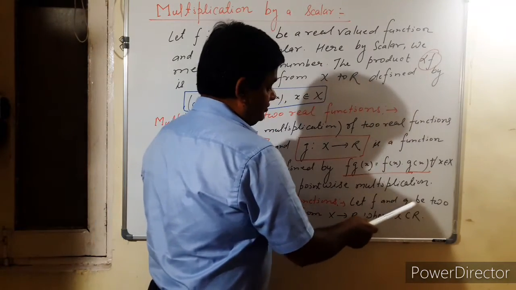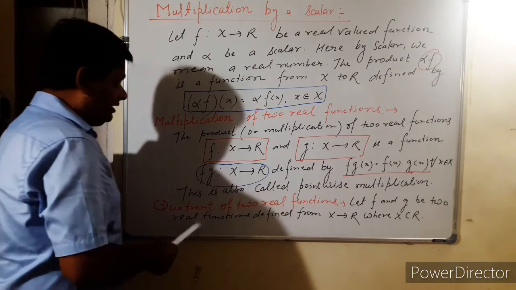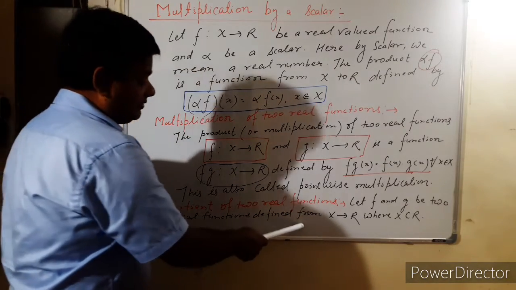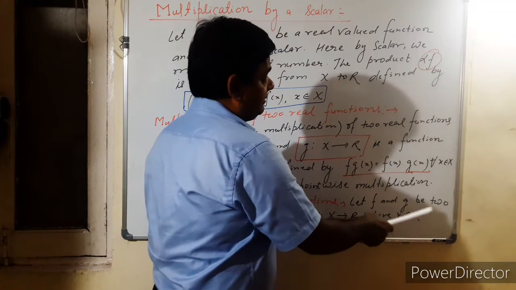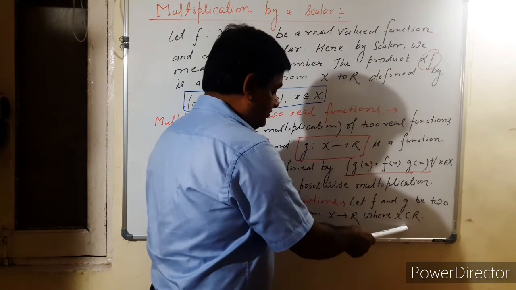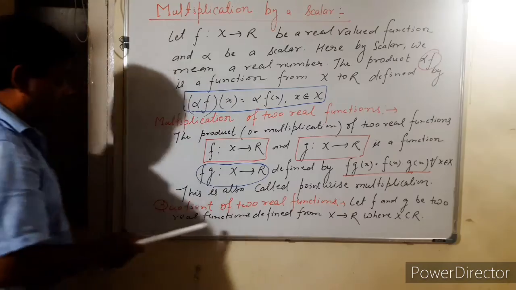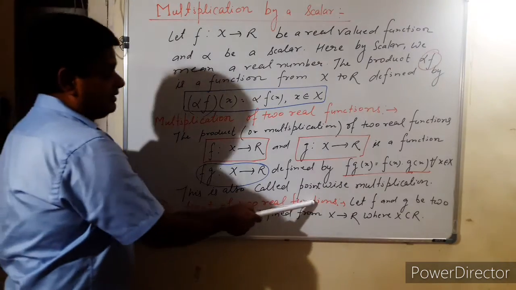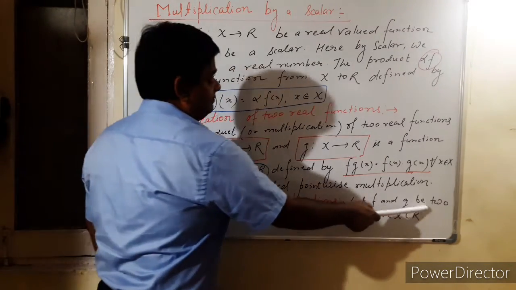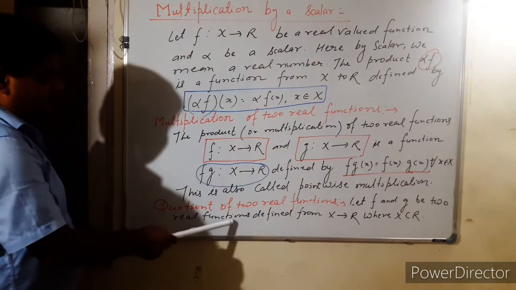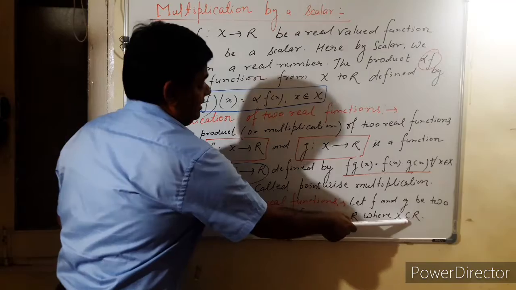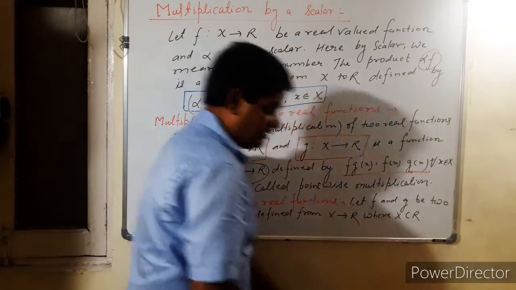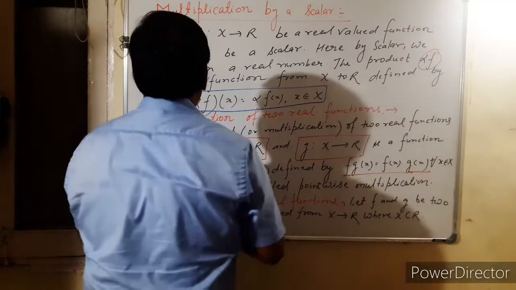Quotient of two real functions. Let f and g be two real functions defined from X to R, where X is a subset of R. Then you have to define it like this.